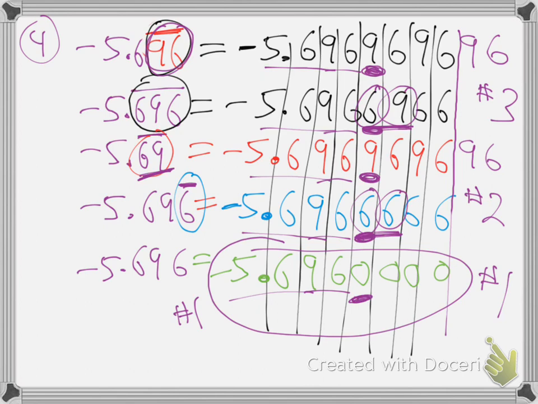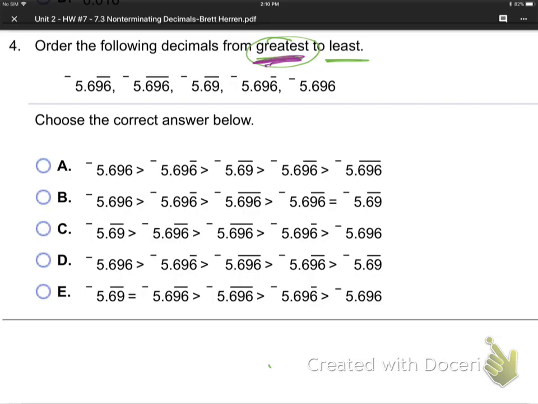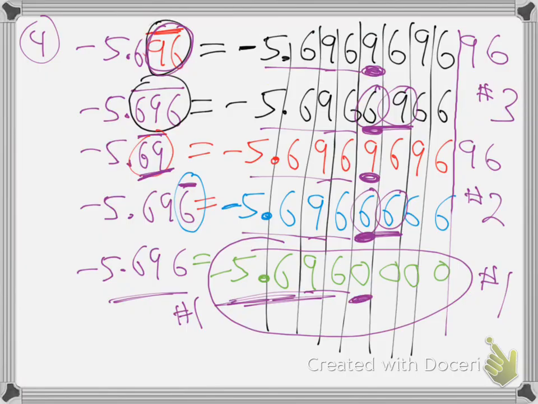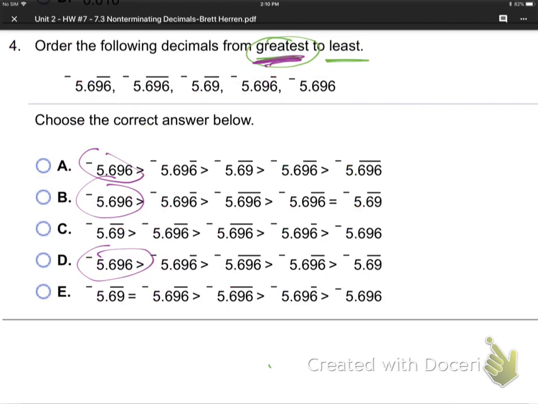Which one has this guy first? He's the least negative, the greatest. So this guy with no bar first. Well, A does, B does, C does, or D. It's either A, B, or D. Who's supposed to come next? This guy here with the bar only on the 6. Yeah, they all do. They're all still in the running.